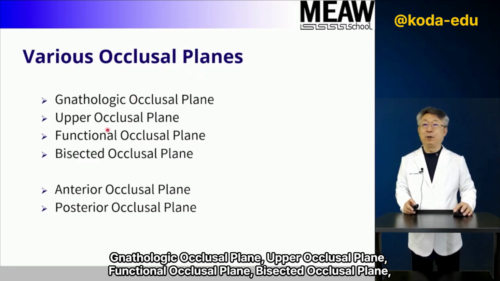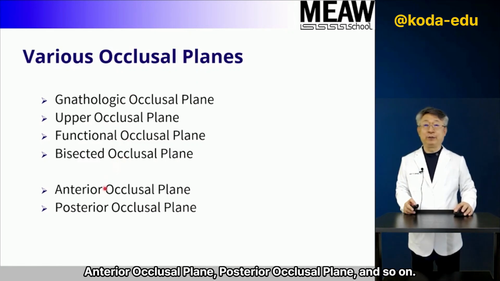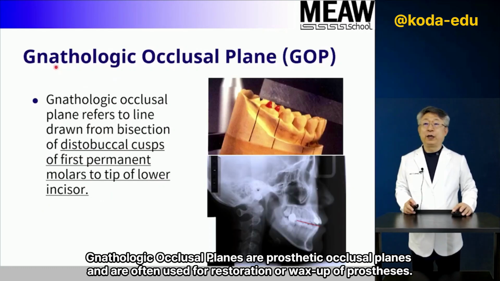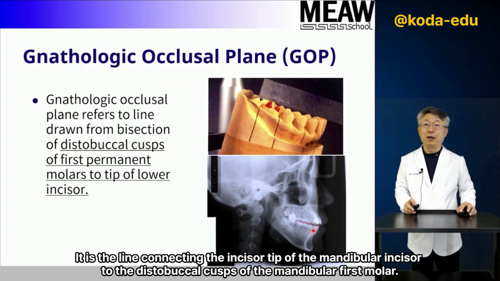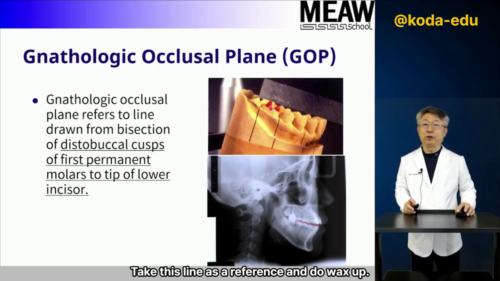Gnathologic occlusal planes, upper occlusal plane, functional occlusal plane, bisected occlusal plane, anterior occlusal plane, posterior occlusal plane, and so on. Gnathologic occlusal planes are prosthetic occlusal planes and are often used for restoration or wax-up of prostheses. The occlusal plane used at this time is based on the mandible. It is the line connecting the incisor tip of the mandibular incisor to the distobuccal cusp of the mandibular first molar. Take this line as a reference and do wax-up.